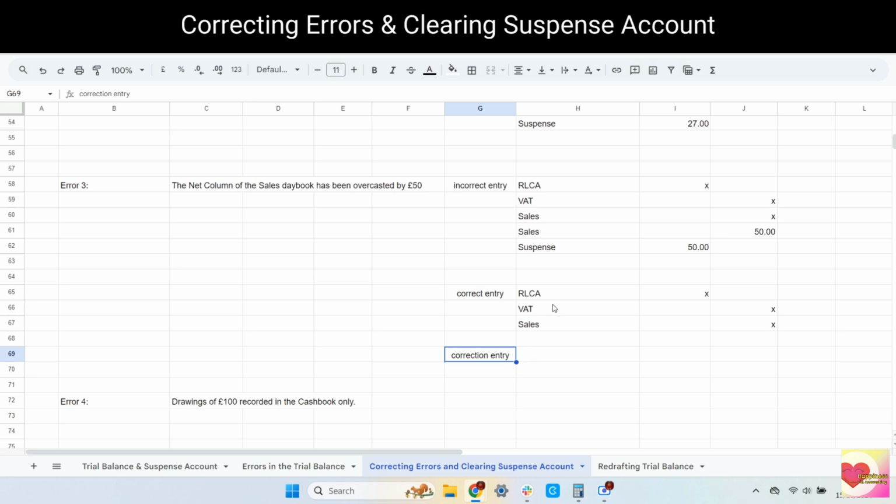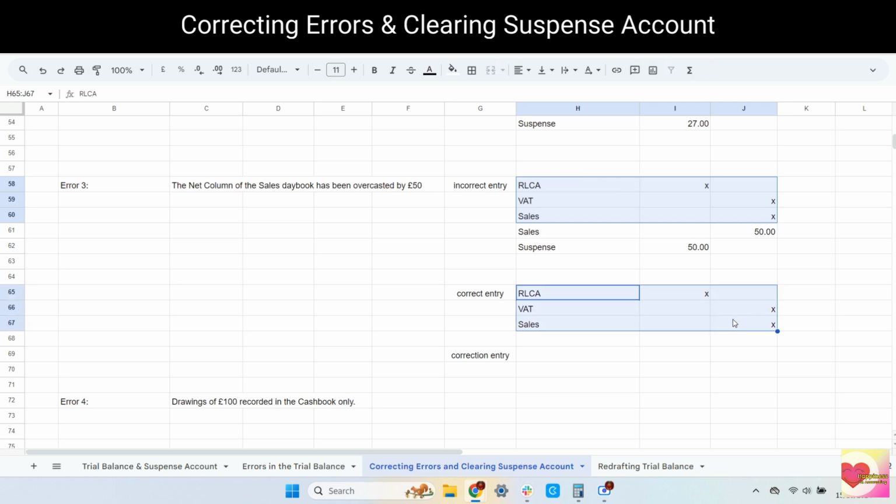Now let's make the correction entry. Let's compare the incorrect entry to the correct entry. We can see that these three here, RLCA, VAT, and sales, are the same, so it means they are correct, so we won't put them in our correction. Next, this amount in sales here is not supposed to be here and should be removed. So let's put it in our correction entry.